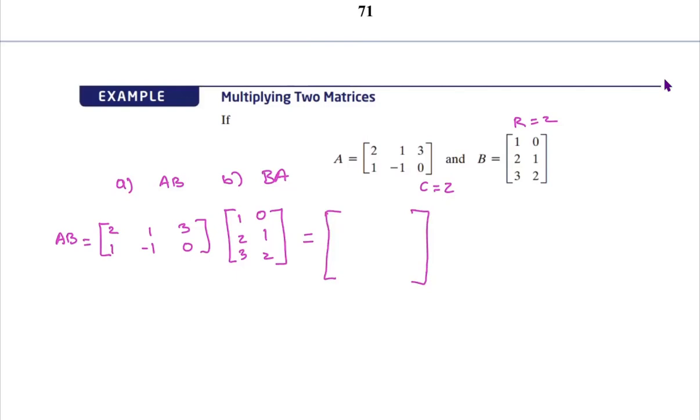So how do we get that? The first entry here would be row 1 times column 1, right? So let's do row 1 times column 1. So that is 2 times 2. 2 times 1 is 2. 1 times 2 is also 2. And then 3 times 3 is 9. So that's 13.